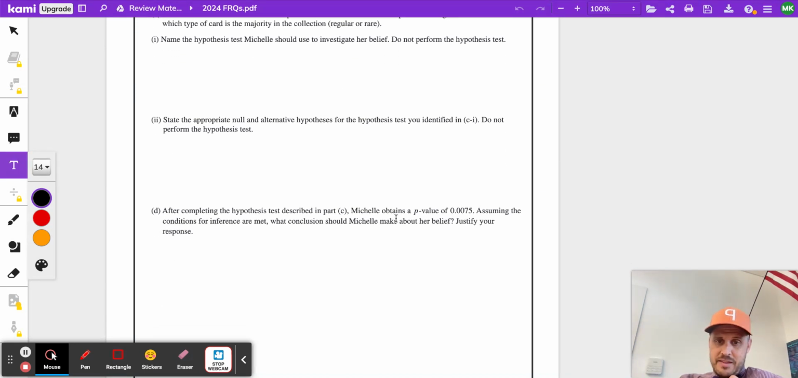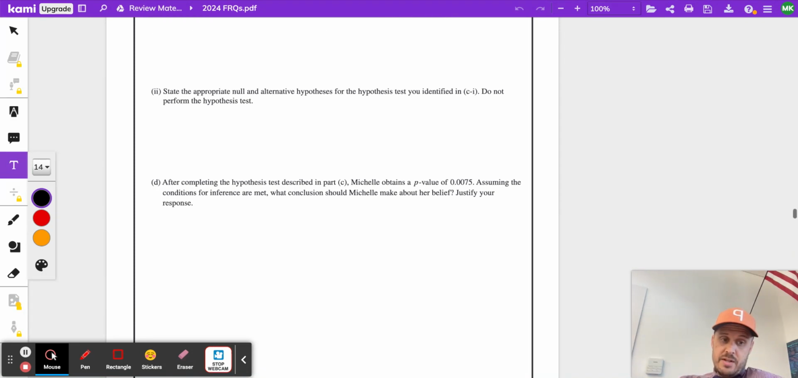After completing a hypothesis test, she got a p-value. Assuming the conditions for inference are met, what conclusion would she make about her belief? I would reject the null and say that there's sufficient evidence to suggest that there's an association.